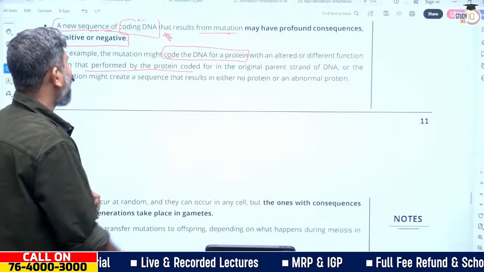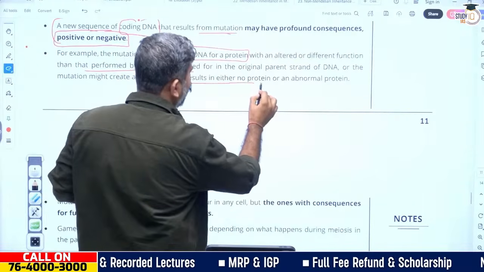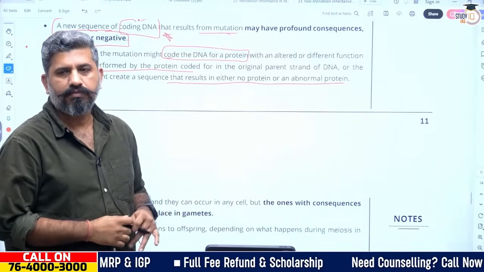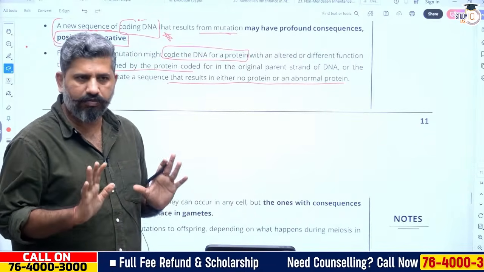Or the mutation might create a sequence that results in either no protein or abnormal DNA. आ रहा है समझ में? I hope this is clear to everyone.